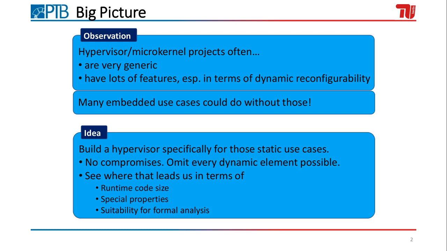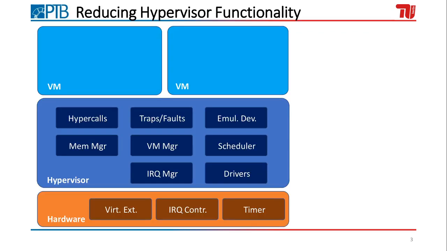Smaller, possibly. Do we have any special properties with this new hypervisor? And what does that mean for formal analysis? So looking at the standard picture of what you might expect to find in a hypervisor, we can now probably toss out a lot of elements you would usually expect. So let's put up the basket and let's move along.